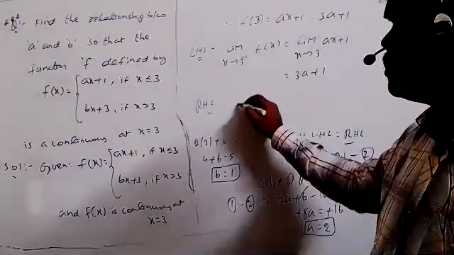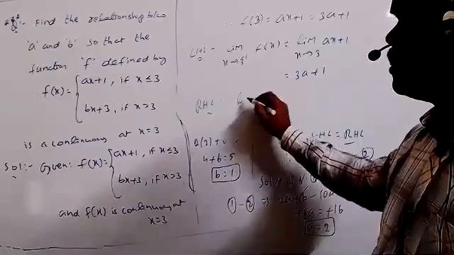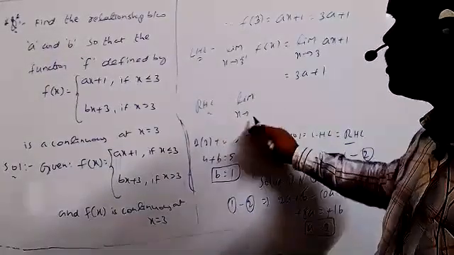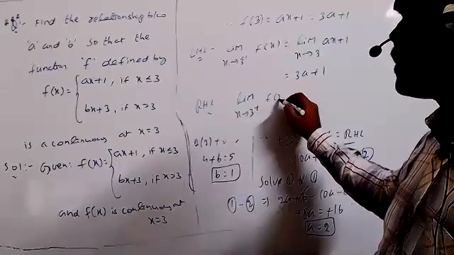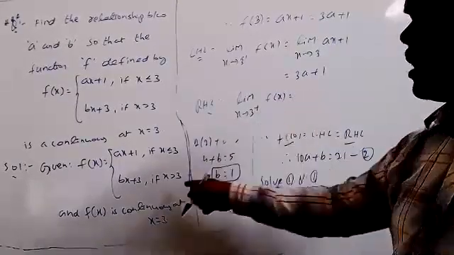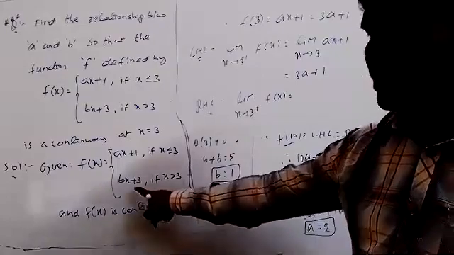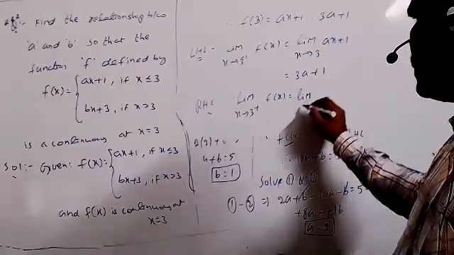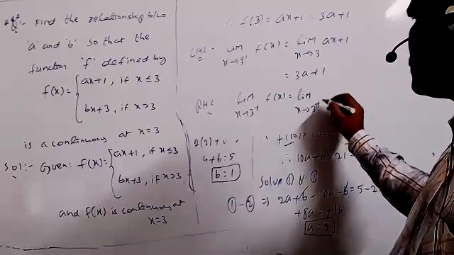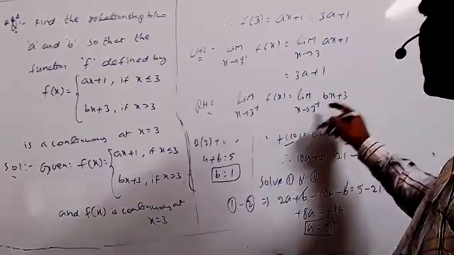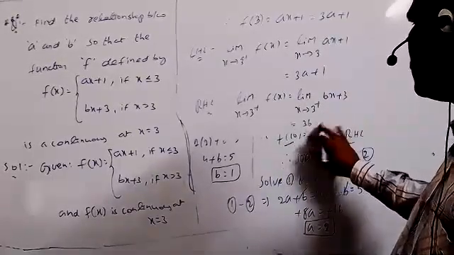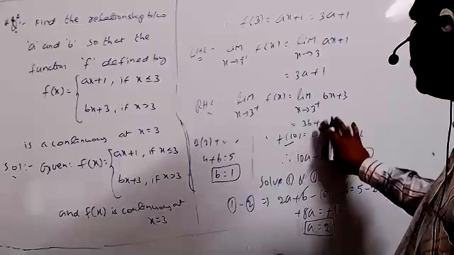Now you can find the RHL value. Limit x tends to 3 plus f of x. When you are taking the value of x more than 3, what is the function here? bx + 3 is the function. You can substitute it. So limit x tends to 3 plus of bx + 3, substituting x equal to 3, is equal to 3b + 3.